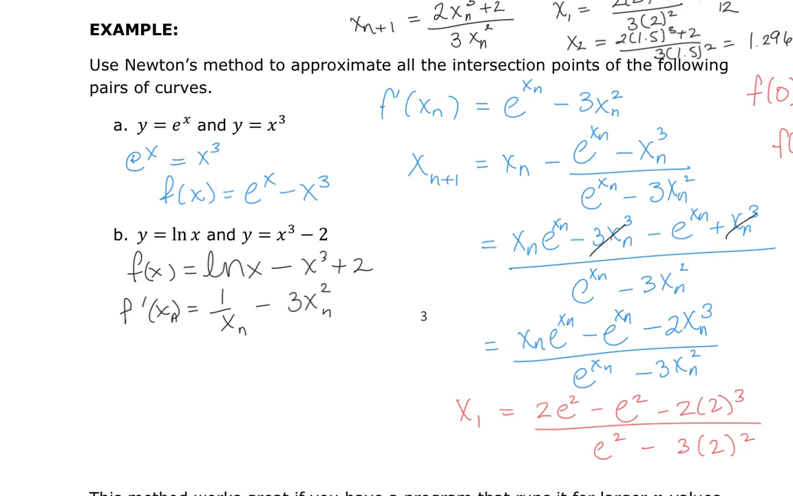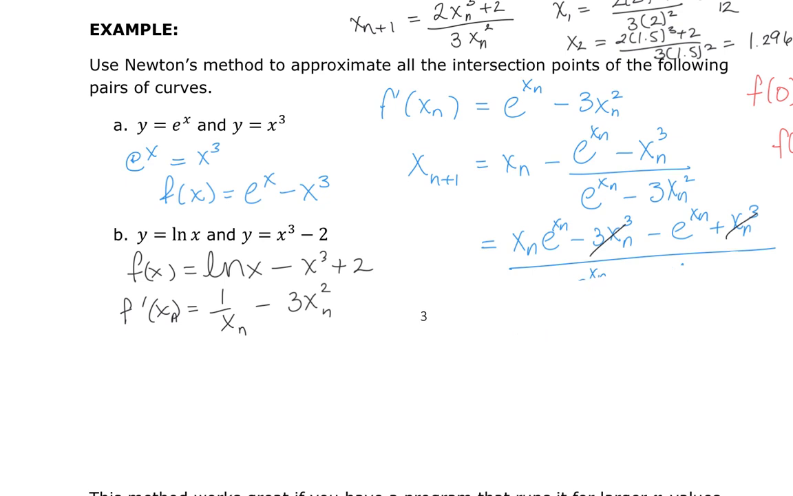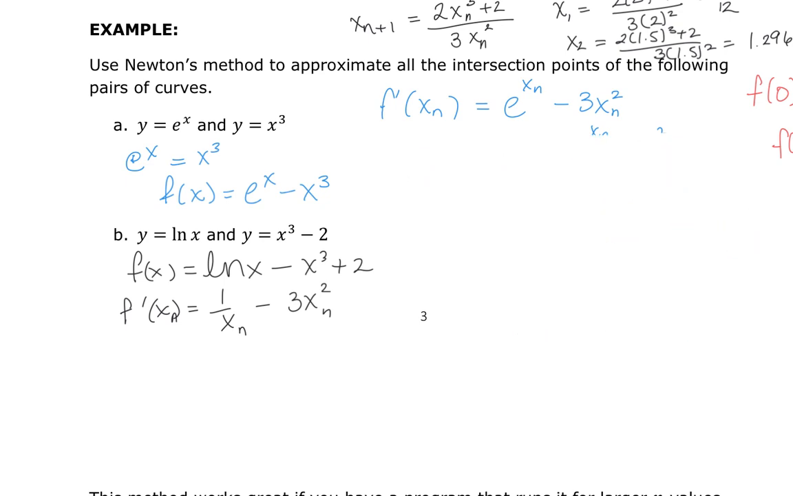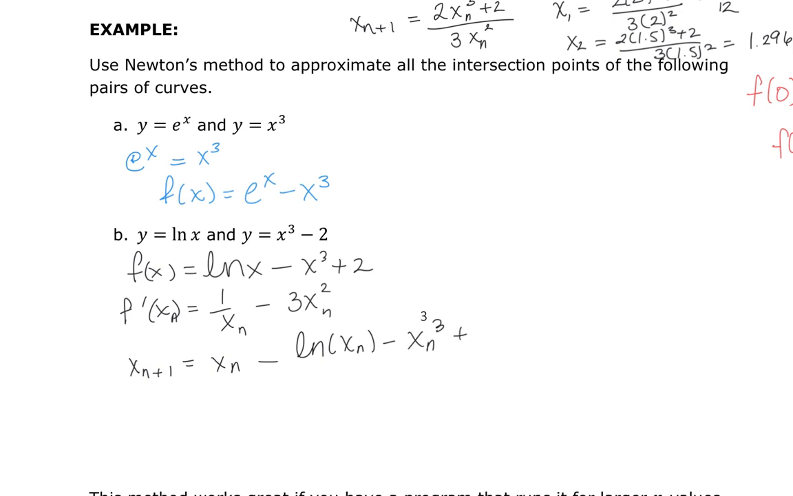And I'm going to go ahead and do the algebraic cleanup again for you, and then we probably should talk about what is a good choice. So let's do the algebraic cleanup first. X sub n plus 1 is going to be x sub n minus the natural log of x sub n minus x sub n cubed plus 2 over 1 over x sub n minus 3x sub n, the quantity squared.